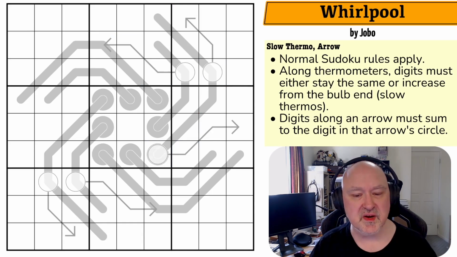Now, I've been told this one is a nice little intro to slow thermo. We'll see how that goes. I'm going to restart the puzzle to restart my timer. Let's give this a shot.